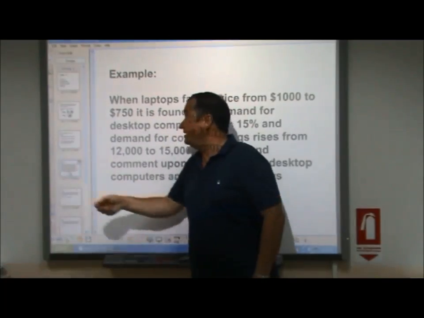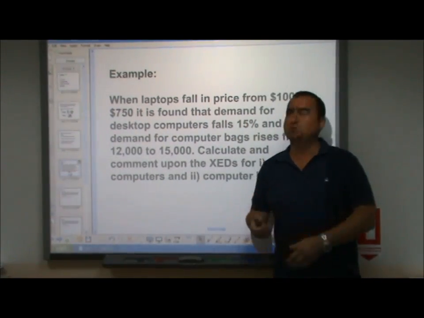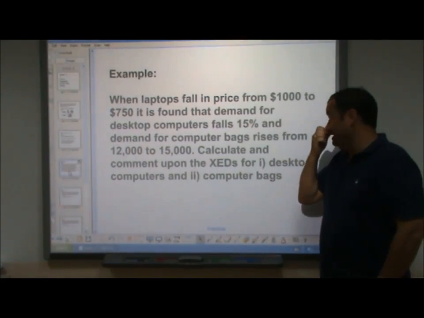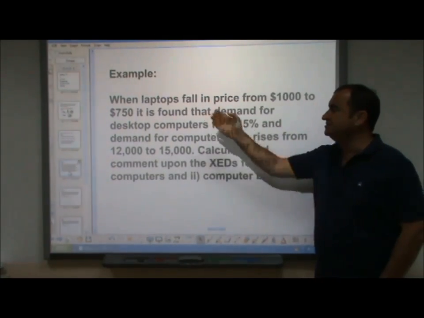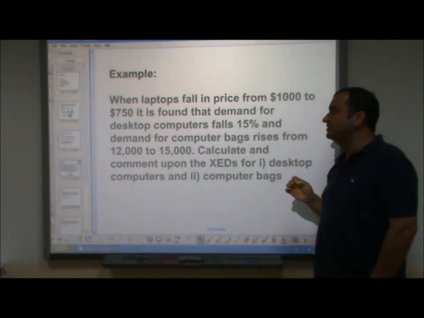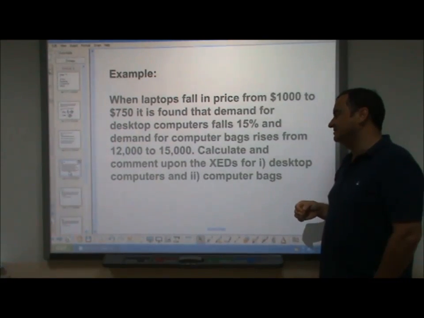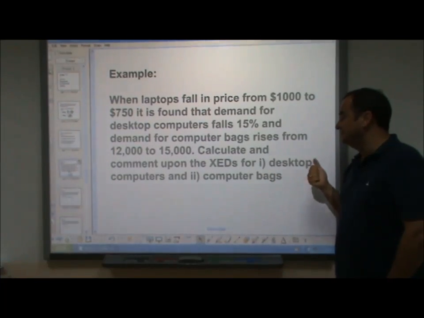Now, let's take an example question then. In fact, there's two questions within this question. When laptop computers fall in price from $1,000 to $750, it's found that demand for desktop computers falls 15% and demand for computer bags rises from 12 to 15,000. So calculate and comment upon the XEDs for these two goods, desktop computers and computer bags.